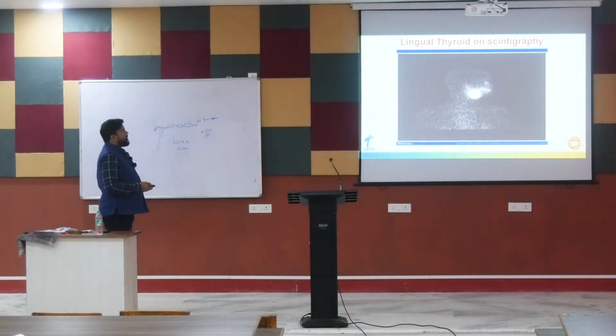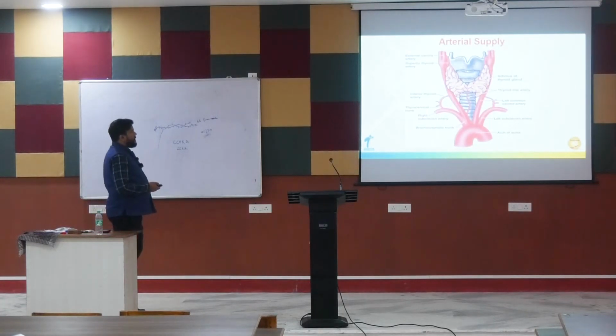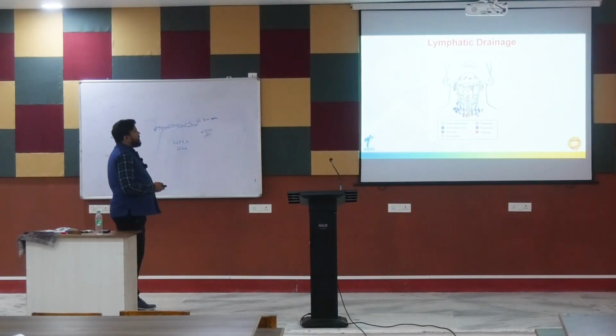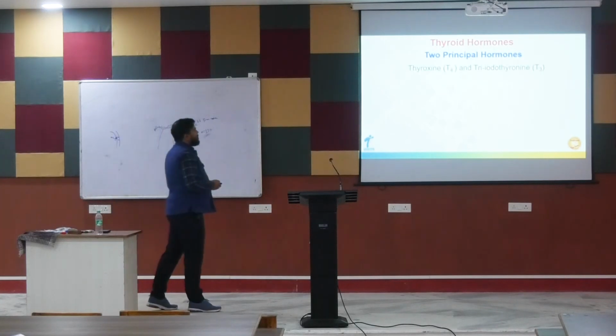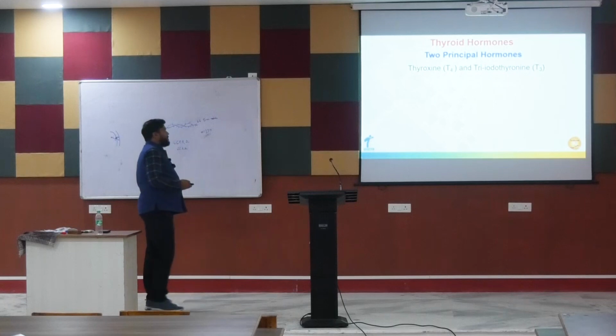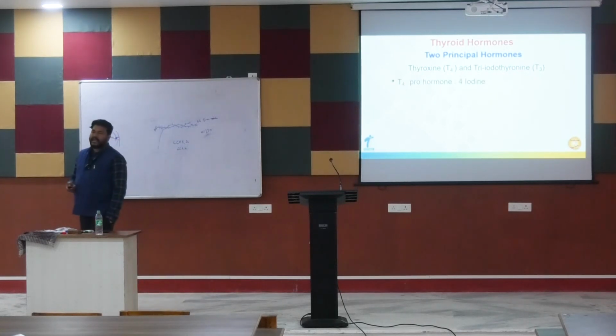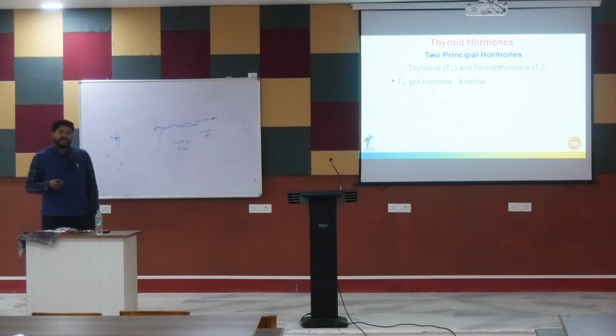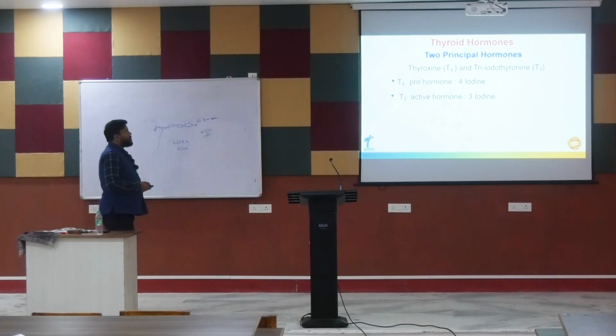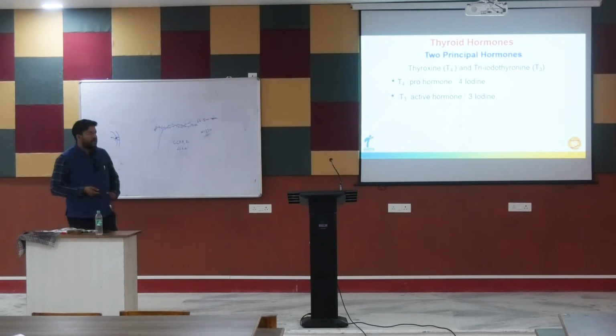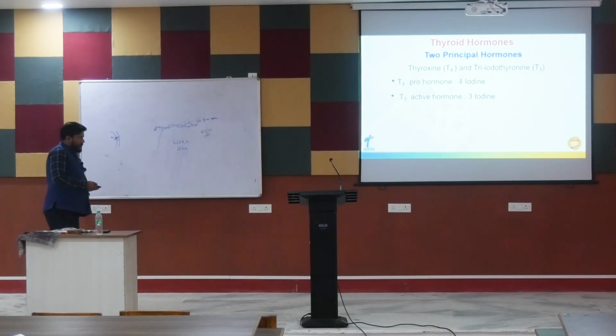Okay, scintigraphy not required, arterial supply I have told, lymphatic drainage, thyroid hormone synthesis, the two principal hormones, T3 and T4. So basically T4 is a pro-hormone, it is not active. The active hormone is T3. Metabolically active hormone is T3. So T4 contains 4 iodine molecules and T3 contains 3 iodine molecules.